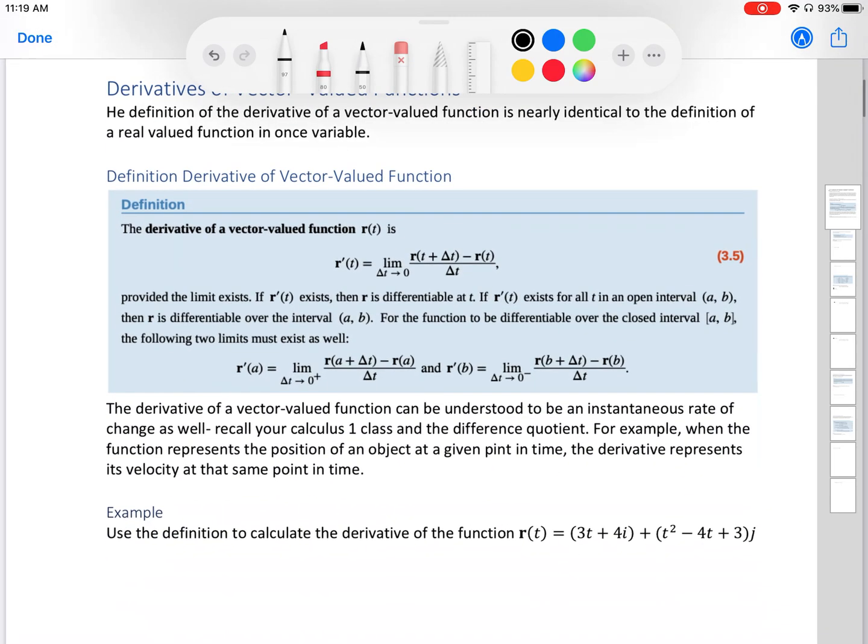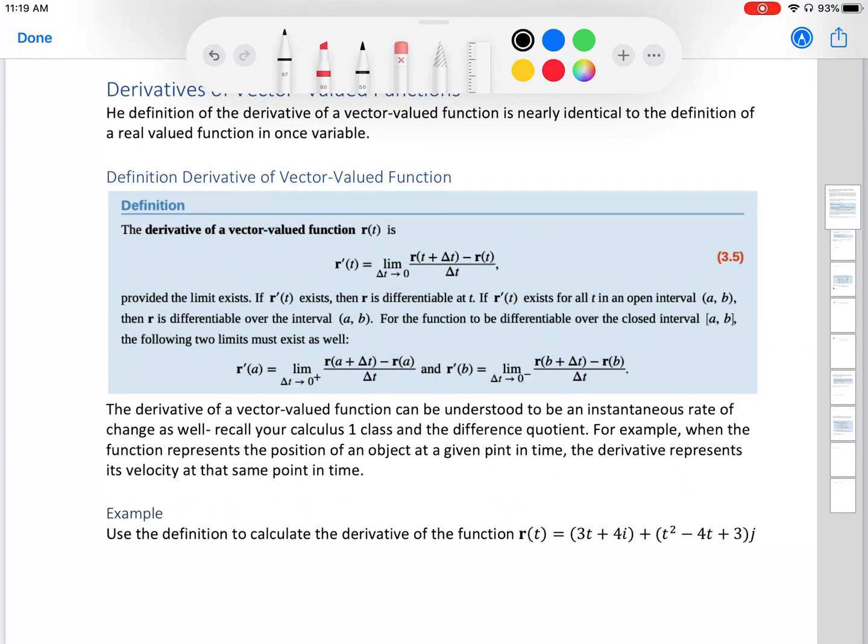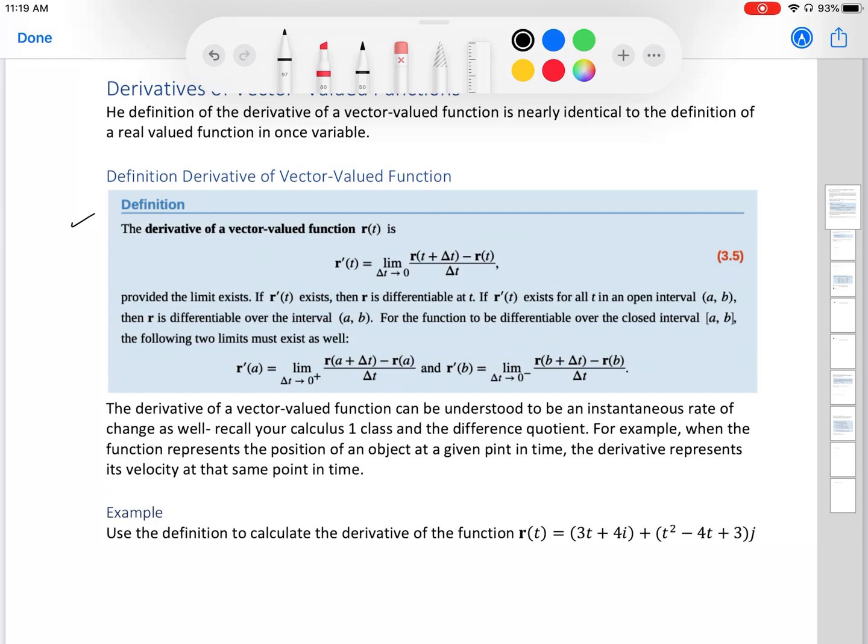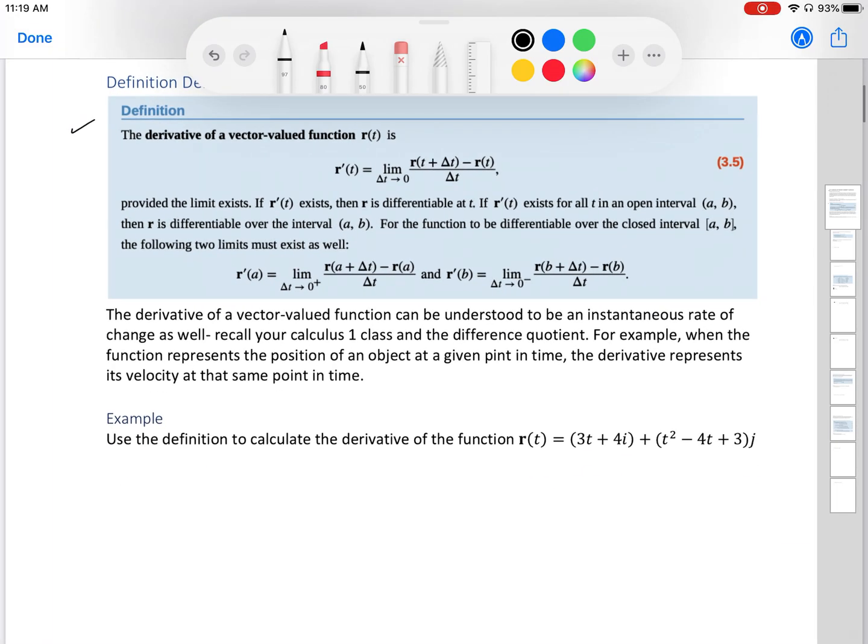We'll begin with the definition of the derivative. The derivative of a vector valued function r of t, r prime of t, is equal to the limit as delta t approaches 0 of r of t plus delta t minus r of t, divided by delta t. And just as before, if you're working on a closed interval, in order for that derivative to exist, the limit from the left and the right must be the same.